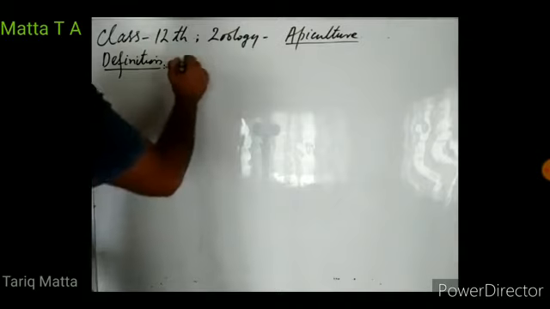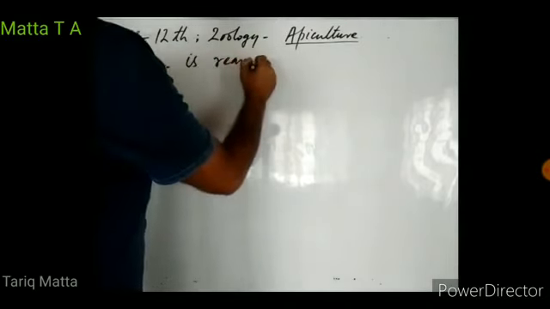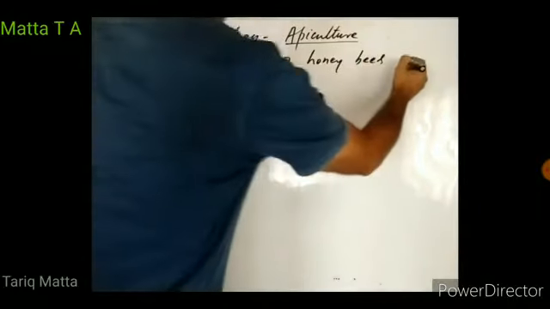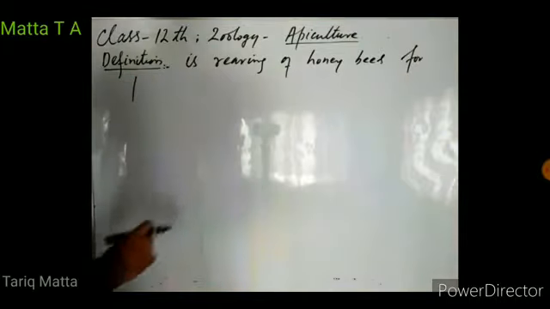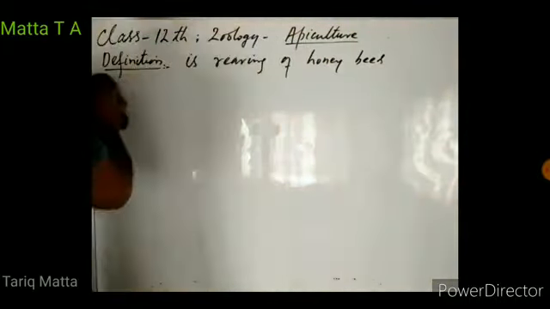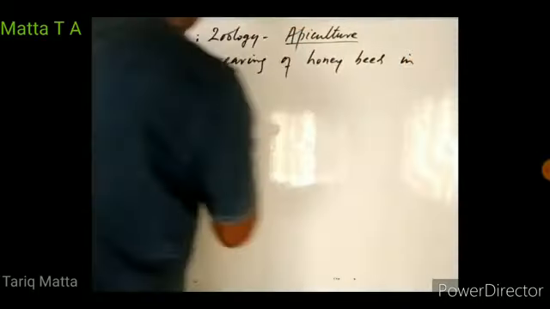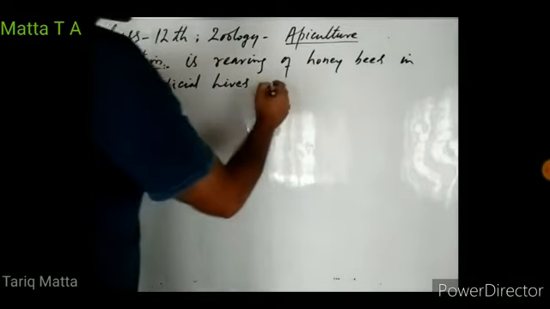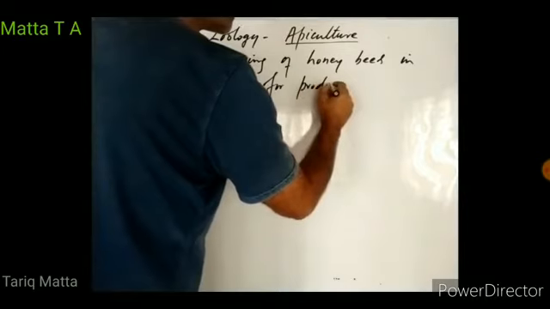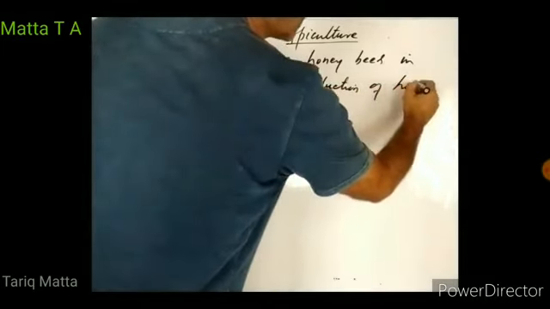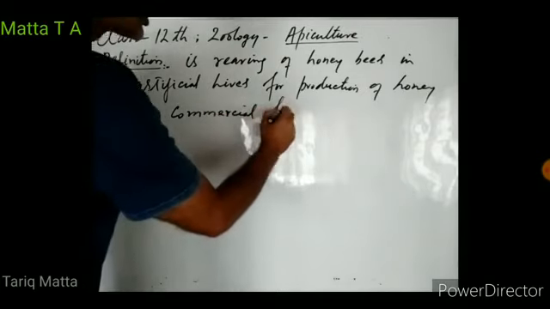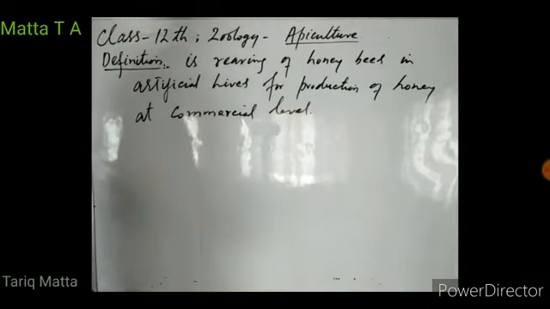So apiculture is the rearing of honeybees in artificial hives for production of honey at commercial level. So rearing of honeybees in artificial hives for production of honey at commercial level. This is known as apiculture.